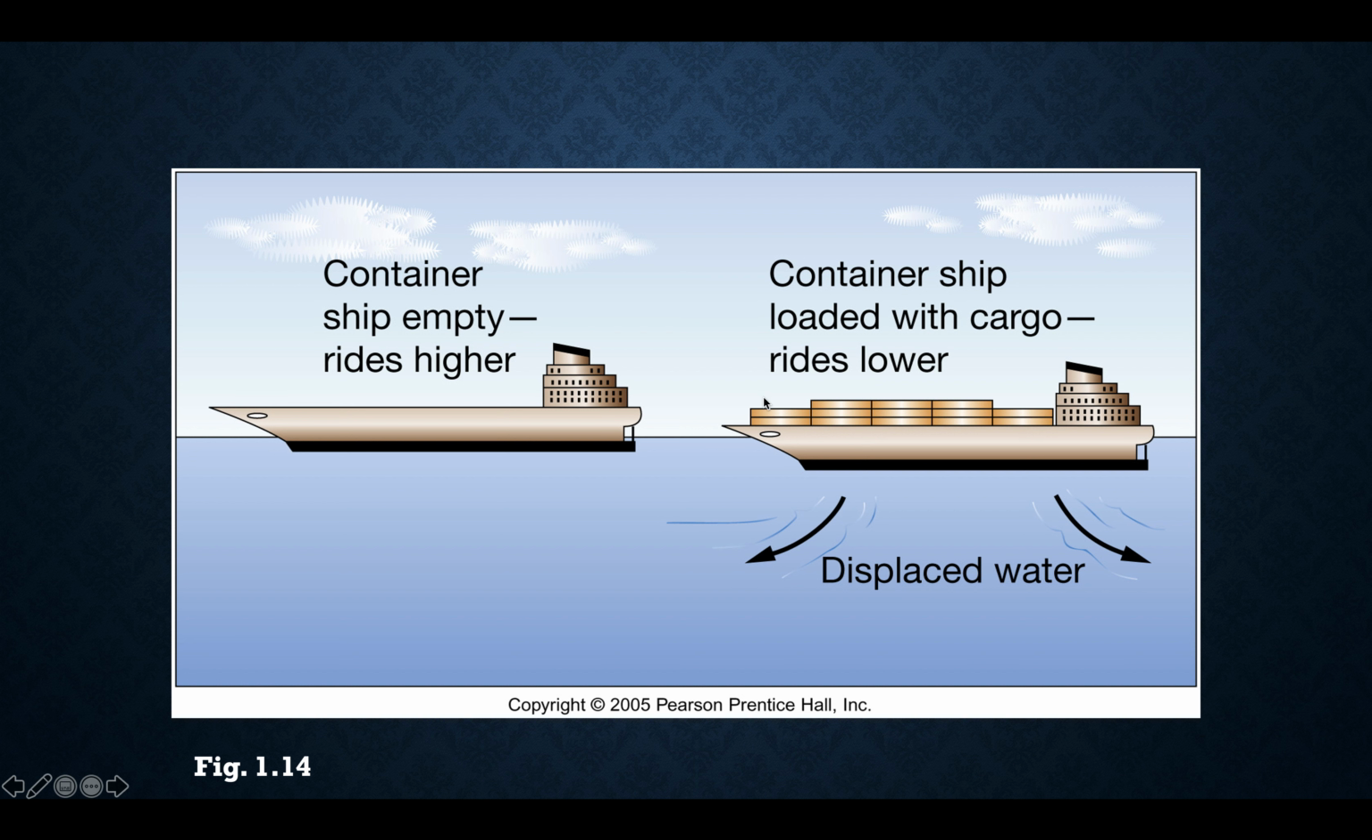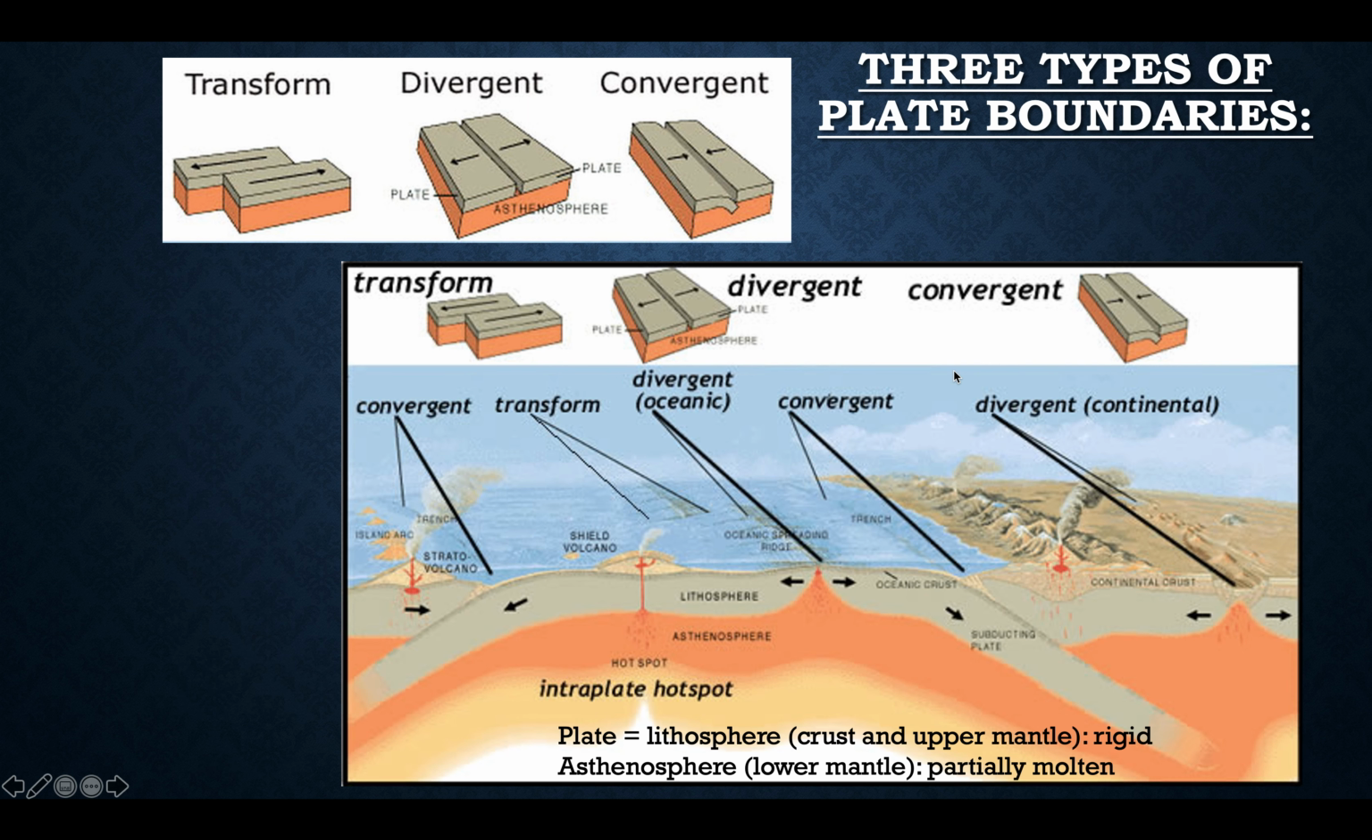The tectonic plates are like a boat rafting on the ocean, or the asthenosphere. So a container ship that's empty is going to ride higher, whereas a container ship loaded with cargo is going to ride lower, right? So this is known as isostasy.